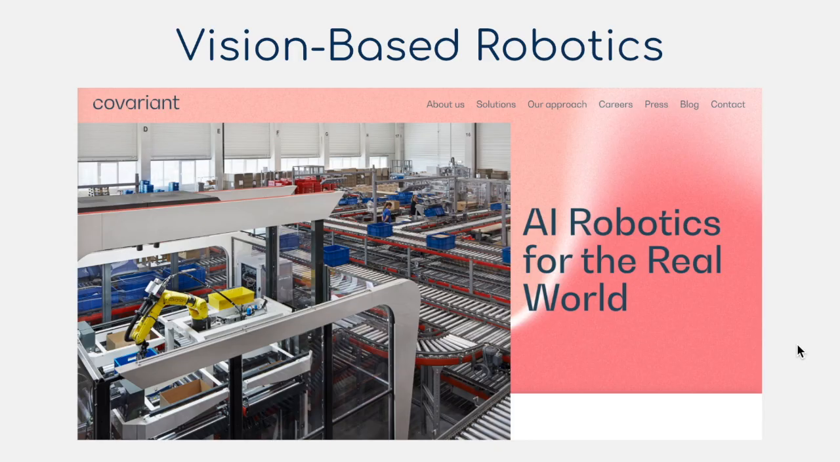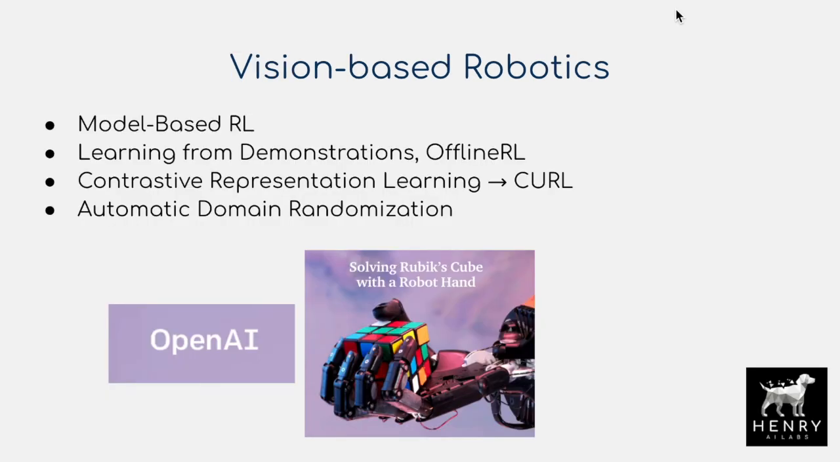Next, we'll look at how vision-based robotics can impact COVID-19. I've highlighted this image of Covariant.ai because I believe it's one of the most cutting-edge startups looking to implement vision-based robotics. These are some of the key research areas that I think will have a huge impact on vision-based robotics. The first of which is model-based reinforcement learning.